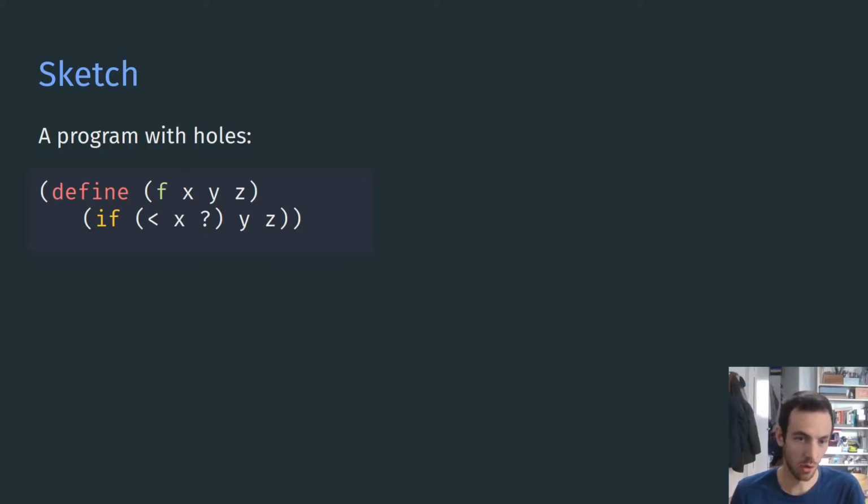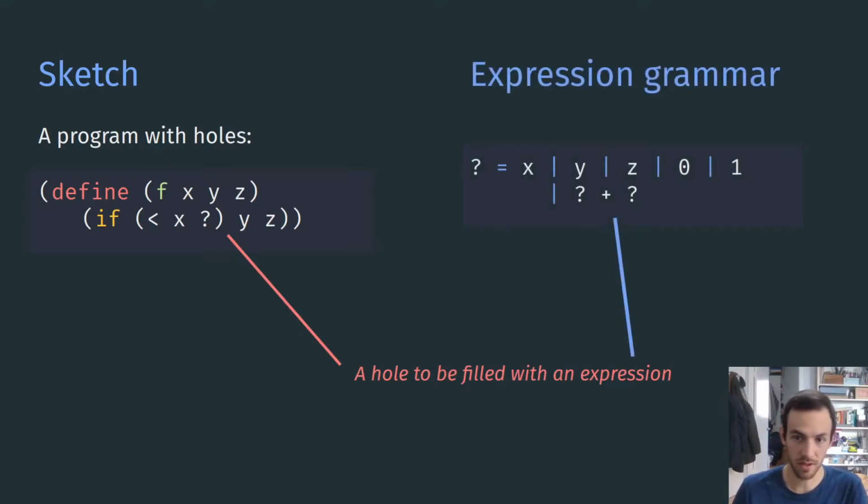And this unknown is a hole to be filled with an expression, and this is where this expression grammar comes in. We can define this hole to be filled with either x or y or z, or 0 or 1, or an expression of the same kind plus an expression of the same kind. So for example, x plus 0 is an expression that can fill this hole. And this is the syntax-guided synthesis solver, so Rosette in our case, that will fill the holes for us given a specification for f. So for example, if we want f to be the function that returns y when x is negative, then the hole will be filled with 0.